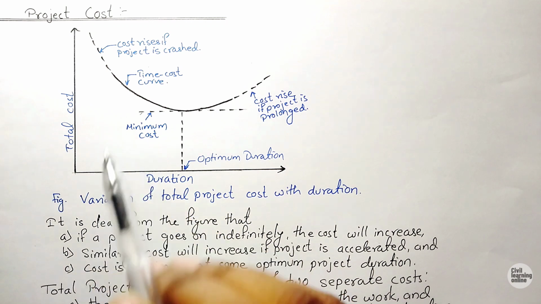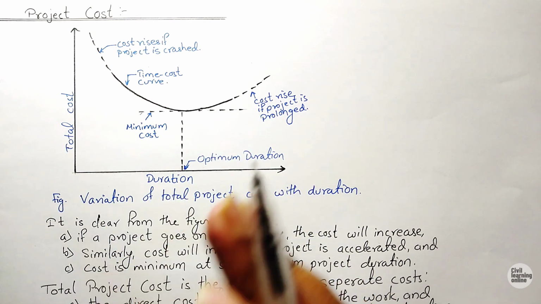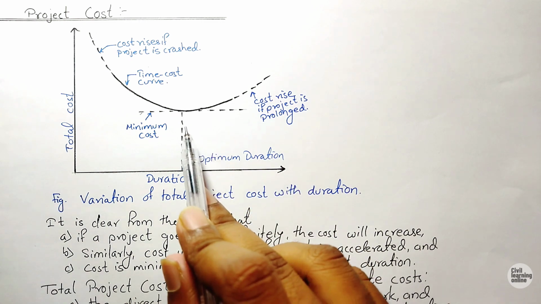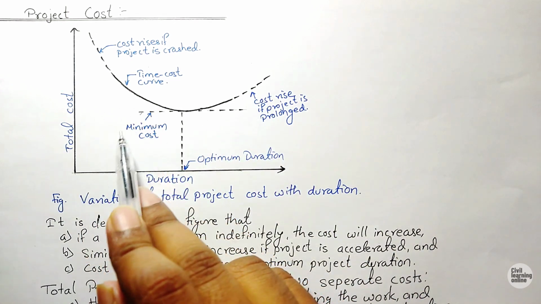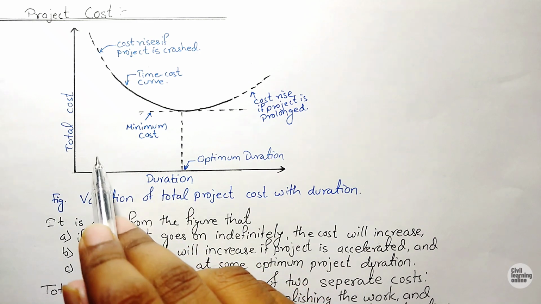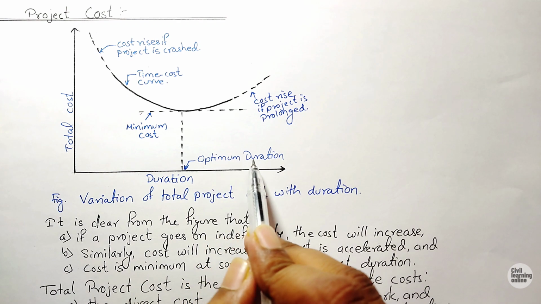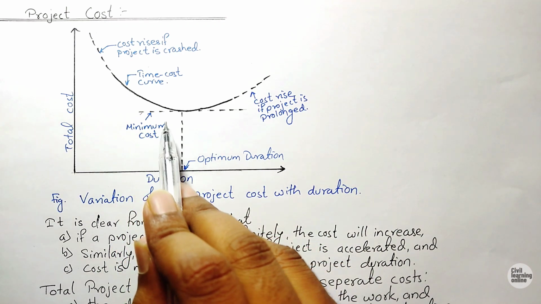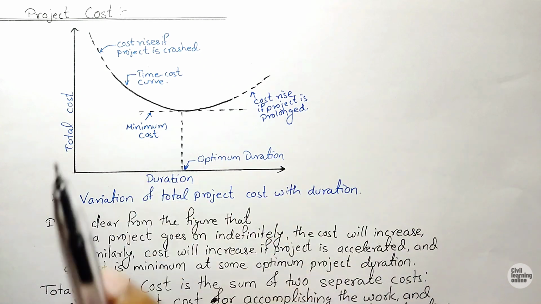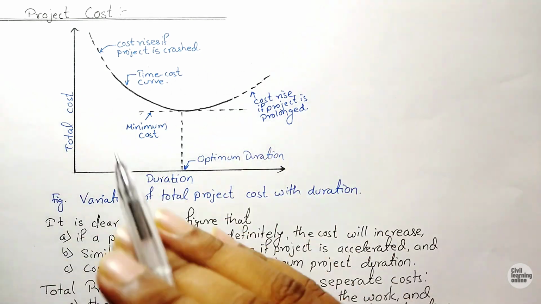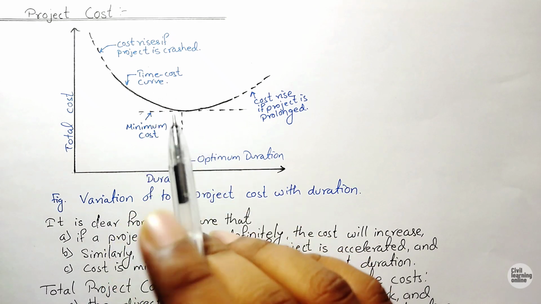In the diagram I have clearly shown that when the duration exceeds the normal duration, then the project cost increases. Similarly, if the duration is decreased, project cost increases. There is a point which is called the optimum duration, when the cost is minimum. That is clearly shown in the diagram. And whenever we draw a project cost diagram, such a figure is obtained.